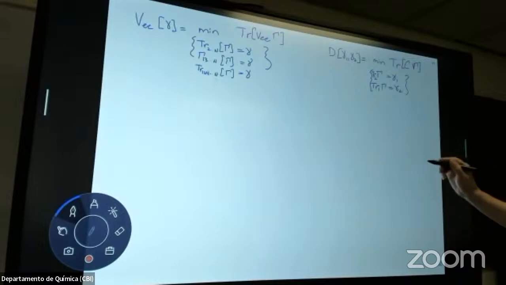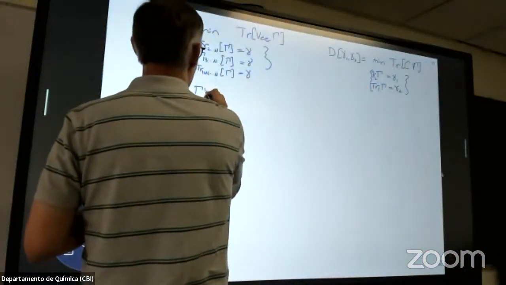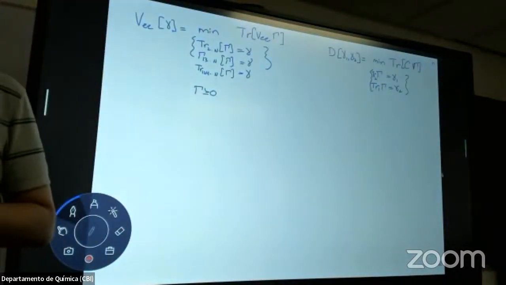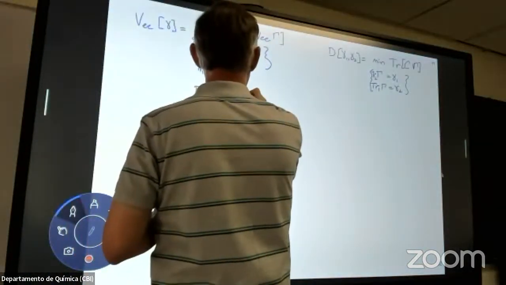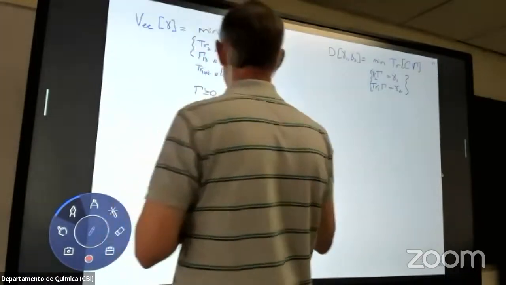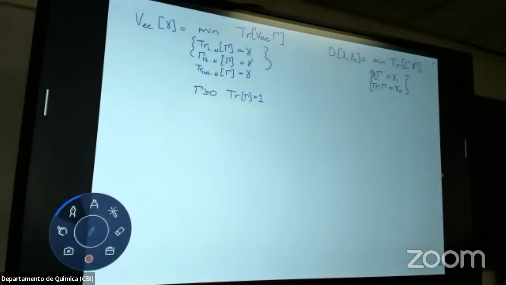Okay, now there's some other things that I have to constrain. One is that the density matrix has to be non-negative, right? And it has to have the right trace, right? Okay. So these are other constraints that I have to somehow impose on this problem, okay?